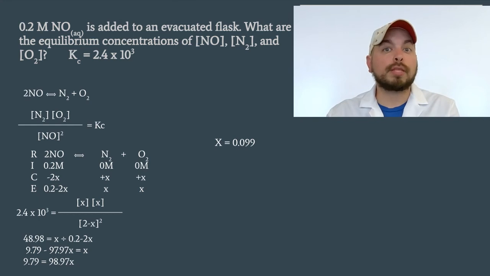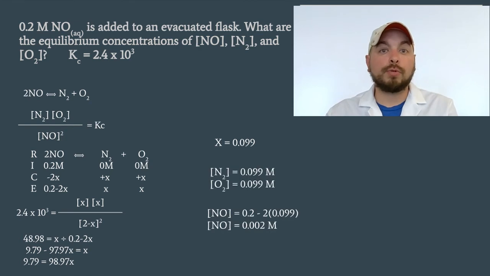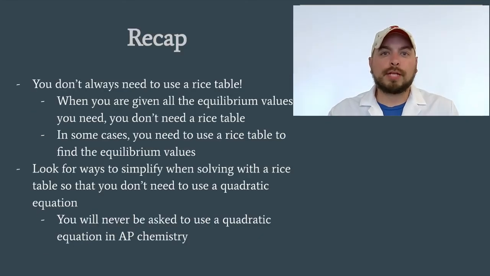We need to make sure we plug that back into our Rice table to find the E values for each of the things. So the concentrations of both N2 and O2 at equilibrium are 0.099. And the concentration of NO at equilibrium is 0.2 minus 2 times 0.099, which means at equilibrium, the NO's concentration is 0.002 molar. All right, that wraps up today's video.